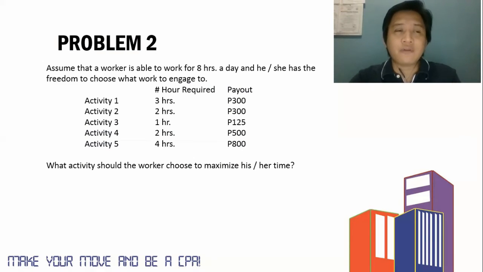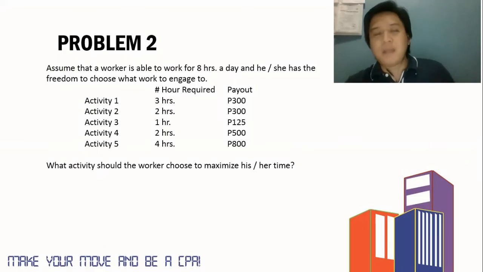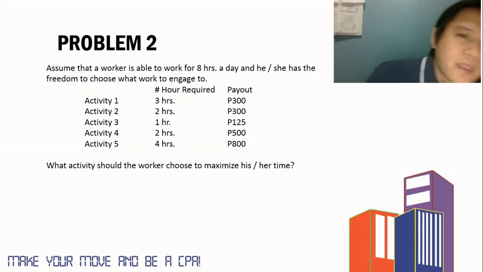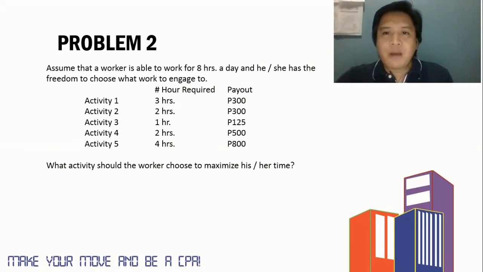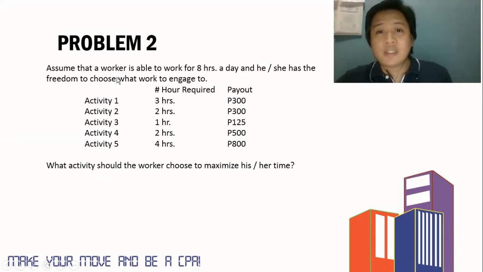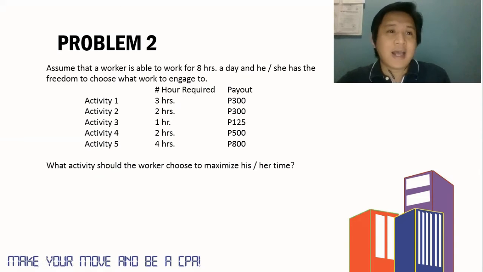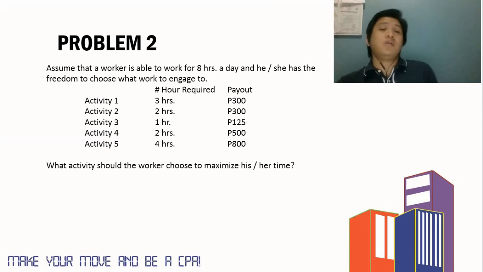And they are, of course, if they are going to apply the theory of constraint, they have to choose what job will give them the maximum payout. Now, look, in our problem, okay, as you can see, there are 5 activities, and the assumption is that a worker is able to work for 8 hours a day, and he or she has the freedom to choose what work to engage to.